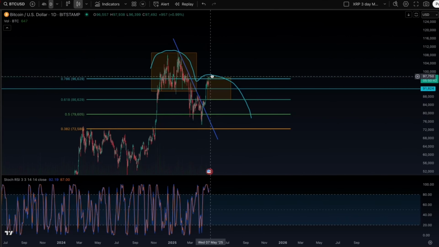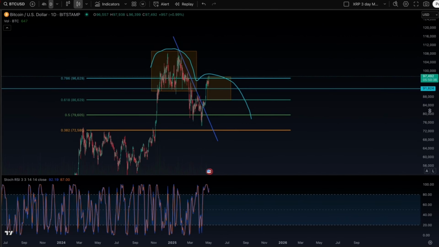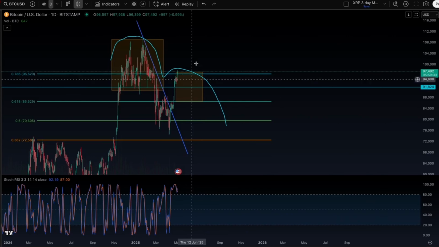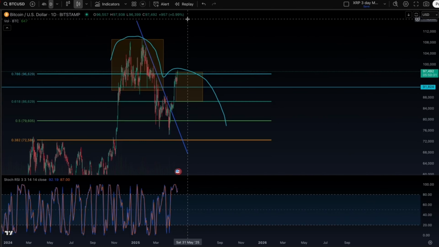So I think that what would be nicer is if we consolidate above the 92K level and really push forward, given that the higher time frames are in our favor and the indicators are showing us that there is still momentum to the upside.